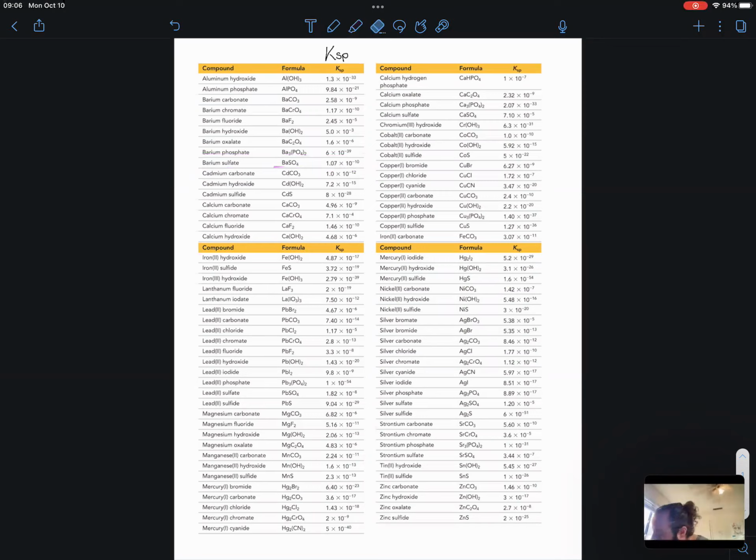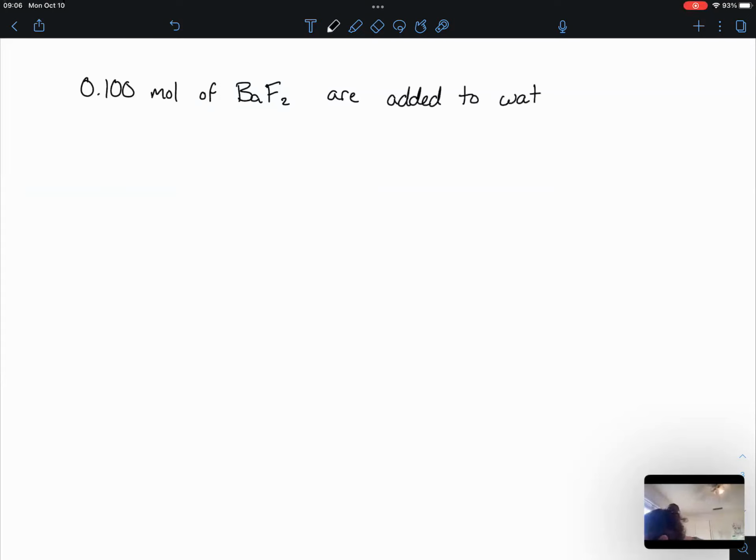All right, so step one. Let's work through an example problem here so we can see exactly how. All right, so 0.1 moles of barium fluoride are added to water. What is the concentration of barium ions? Let's start there. We're going to start with the easiest of the two.